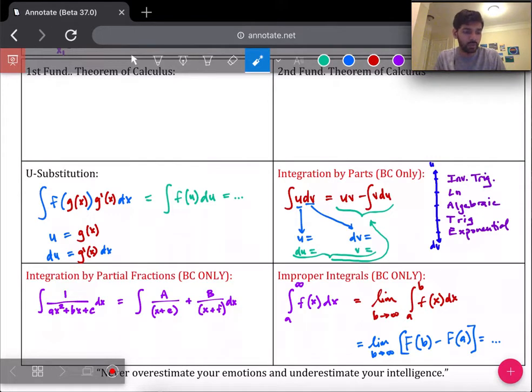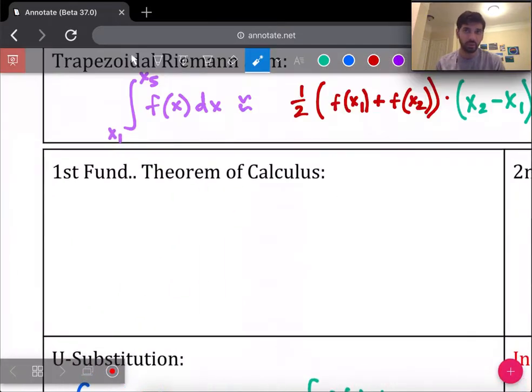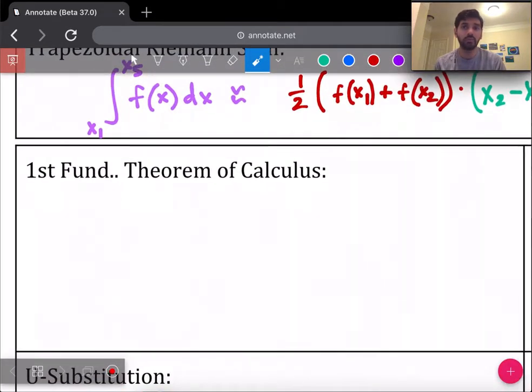Okay, so I'm going to go back up to first and second fundamental theorem of calculus, because those do show up quite a bit and are free. Like, I would be surprised if they didn't have this on the AP test. It's literally called the fundamental theorem of calculus, so I don't know why they wouldn't test you on it.